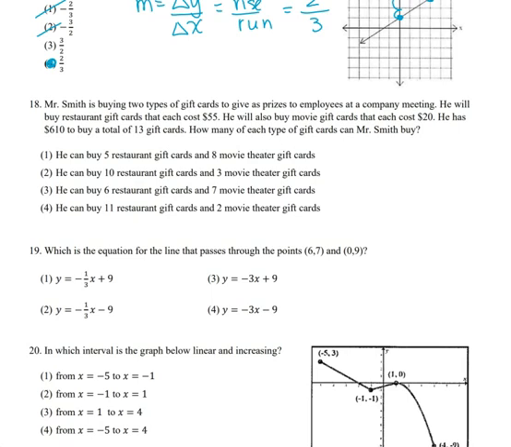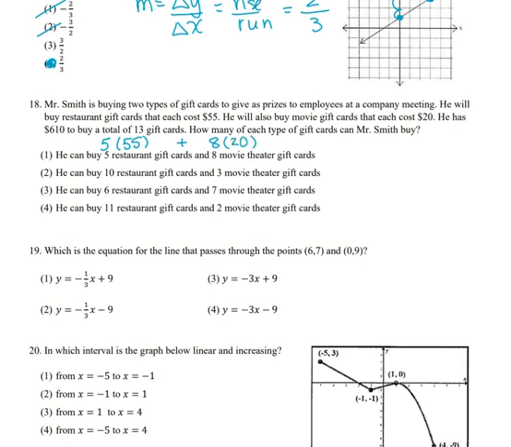So just to quickly check, 5 plus 8 gets me 13, 10 plus 3 gets me 13, 6 plus 7 gets me 13, and 11 and 2 gets me 13. So I know all those choices fit the 13 gift cards. Now I need to make sure that the money actually matches. So I'm going to take 5 of the restaurant gift cards, which was at $55, and add it to 8 movie gift cards purchased at $20.